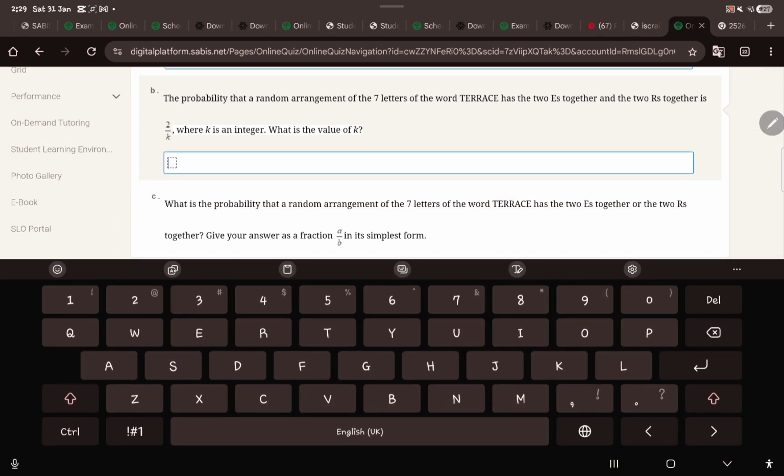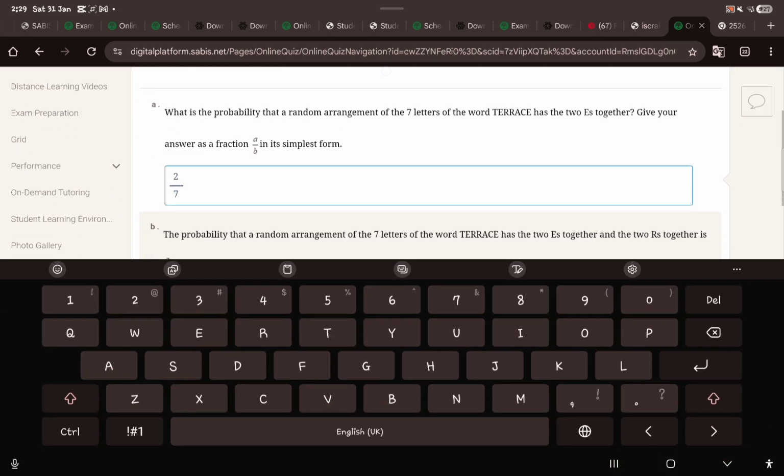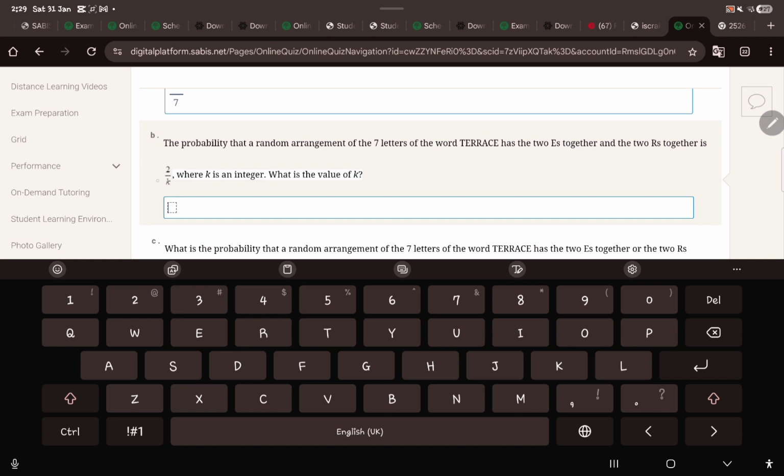So part B is 2 over 21, and they gave us the numerator and they want k, so we simply write 21.